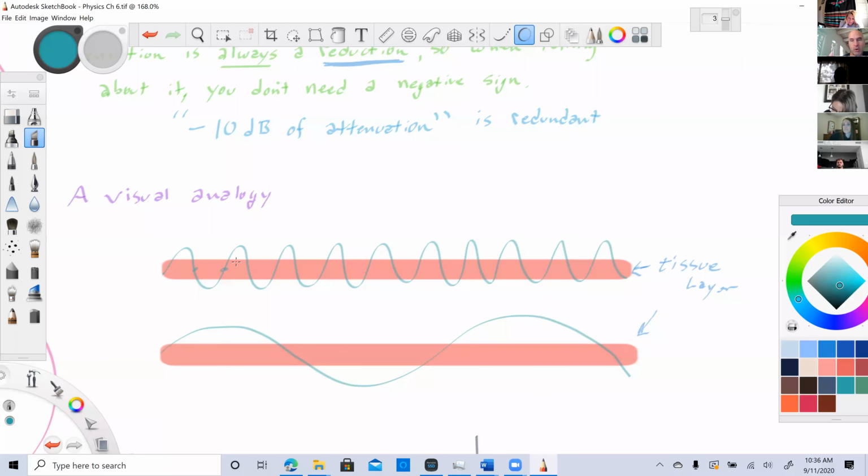Okay, high frequency going through this tissue layer. As it goes through, I don't know, 2 inches of tissue, it interacts with the tissue every time it goes through a cycle. A lot of interactions compared to the low frequency transducer, which interacts far less.